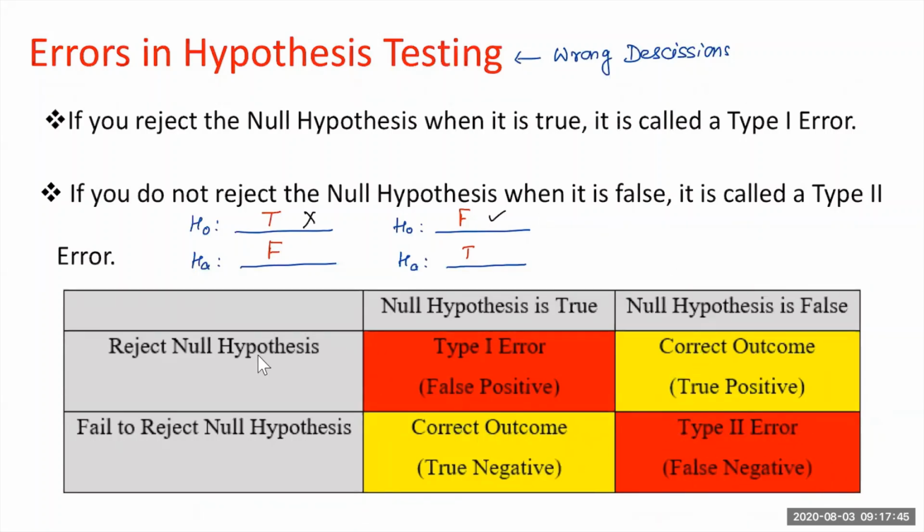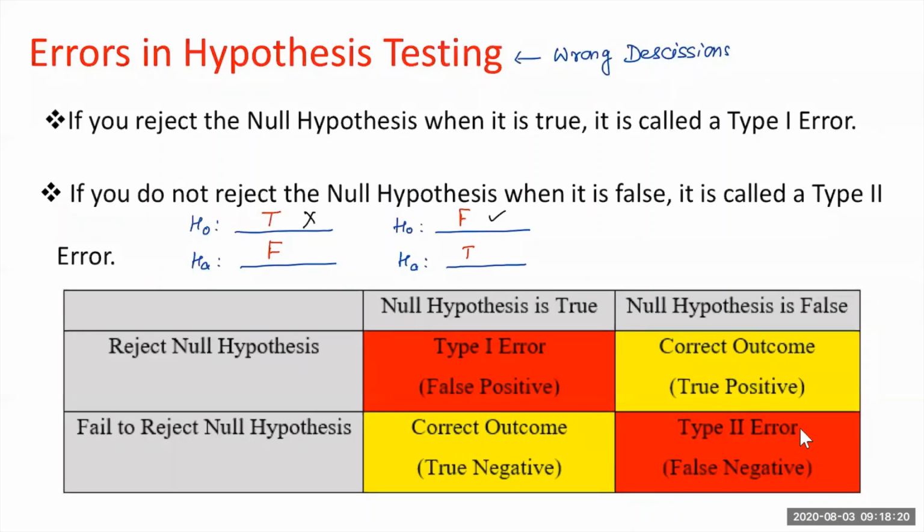In the other two cases, you reject the null when it is false, that is a true decision. You fail to reject when it is true, that is also the correct decision. These two are correct decisions, but the other two are errors. In type 1 error, you reject the null hypothesis when it is true. In type 2 error, you fail to reject the null hypothesis when it is actually false. So those are the two types of error that might occur when performing hypothesis testing.